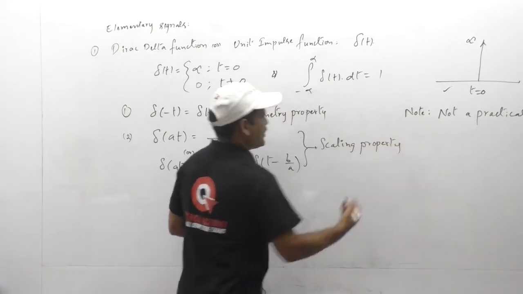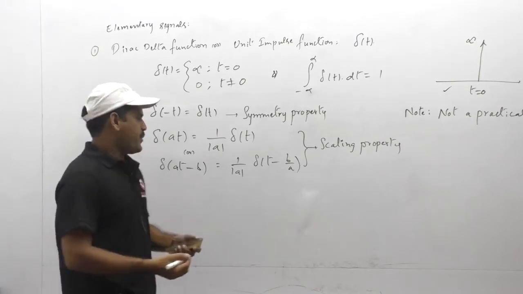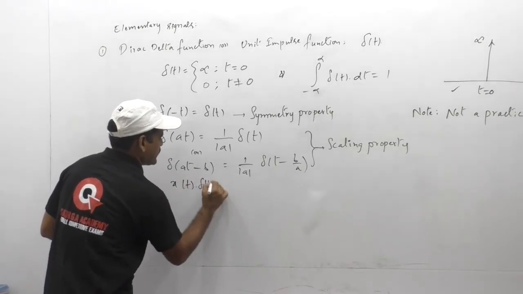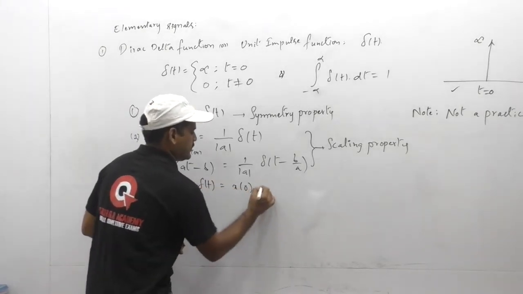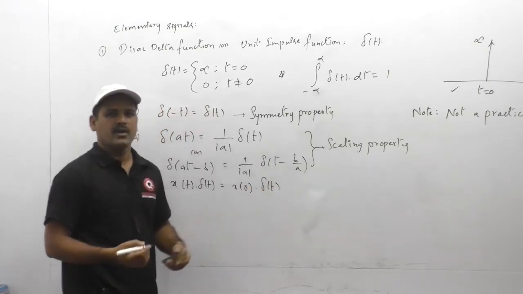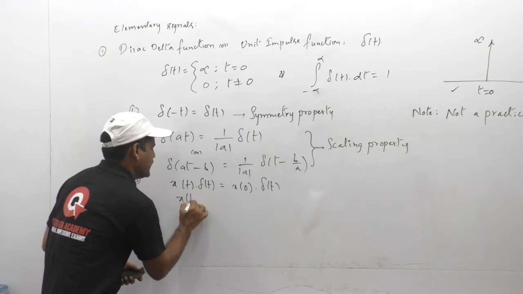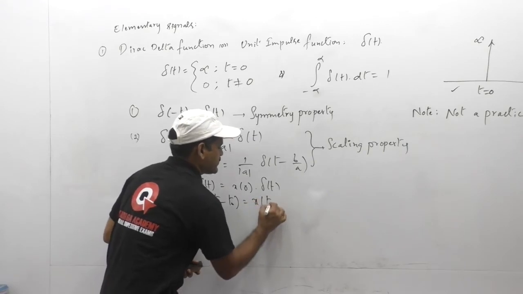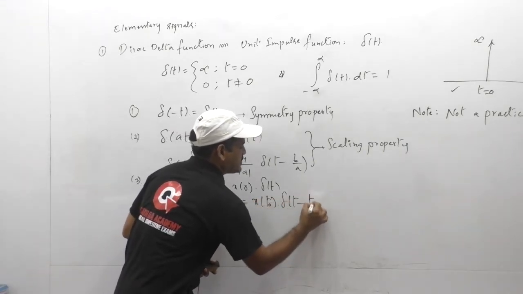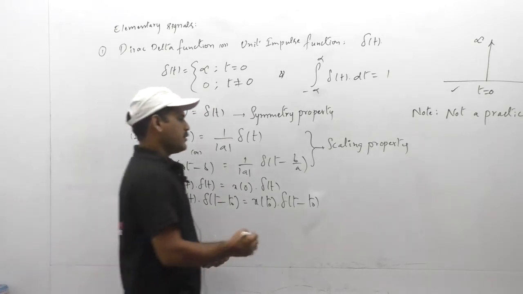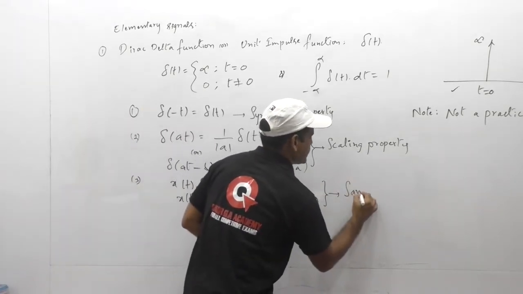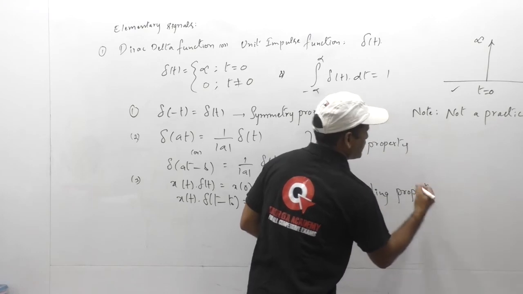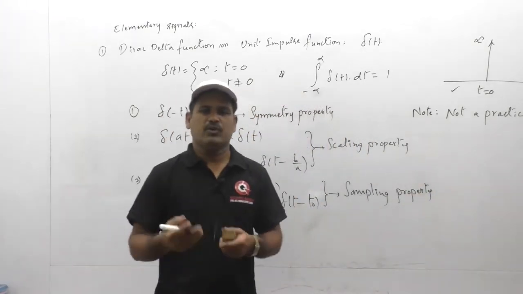The third property is the sampling property of the impulse function. This is defined as x of t into del of t, which we can write as x of 0 del of t. One more form of the sampling property is, if x of t is multiplied with del of t minus t naught, we can write it as x of t naught del of t minus t naught. These two forms we take as the sampling property of the impulse function, and this property is the fundamental basic point for the sampling theorem, which we will discuss in future.